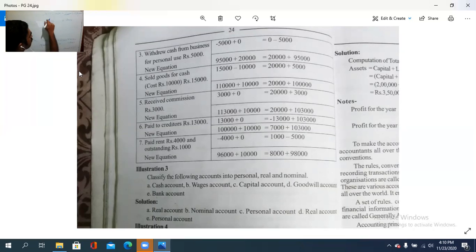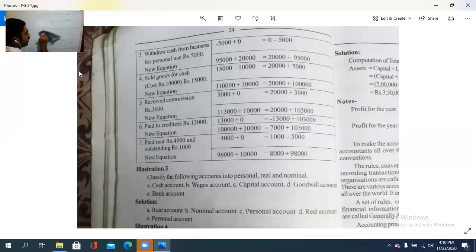So how much is the new equation? 1 lakh plus 10,000 is equal to 7,000 plus 103. So it is 1,10,000 is equal to 1,10,000 here also. So that is the case.